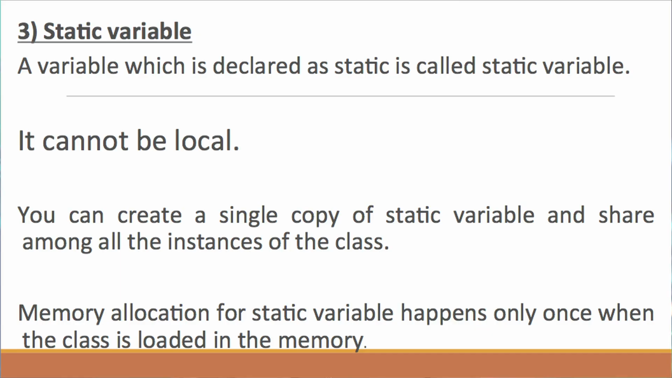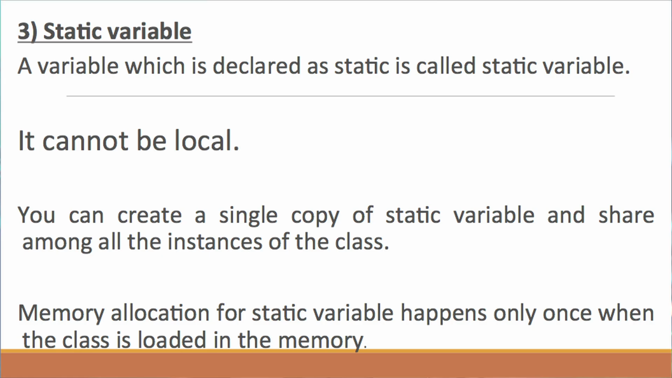Now again you can see here static, the third category, that is static variable. A variable which is declared as static is called a static variable, but in case of the static variable we must have to use these static variables inside static functions. So this is the condition of a static function, that only static variables will be used inside the static function. It cannot be local. We cannot define the static variable inside the method. We cannot define, but we can use them inside the method of a static function.